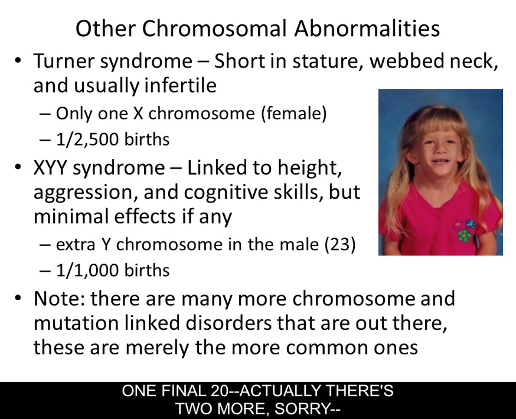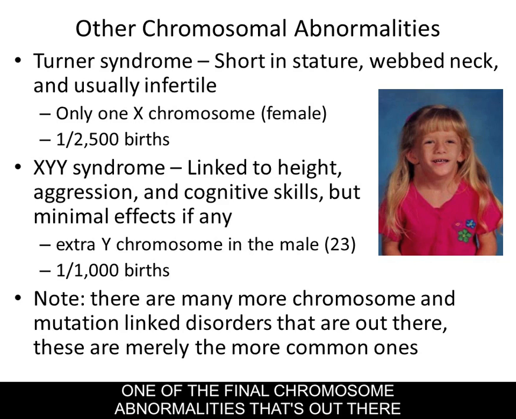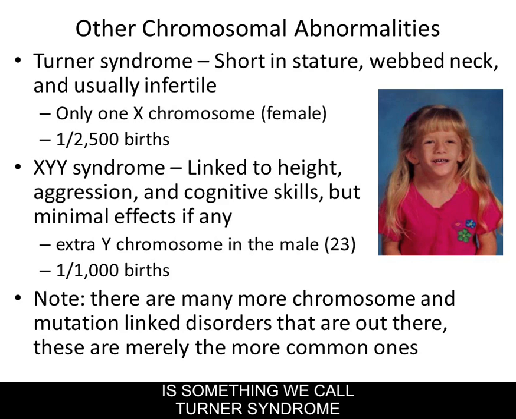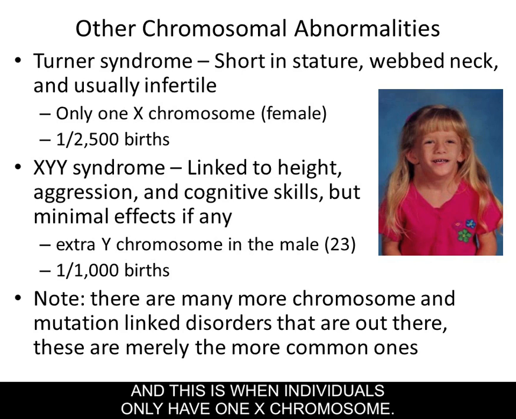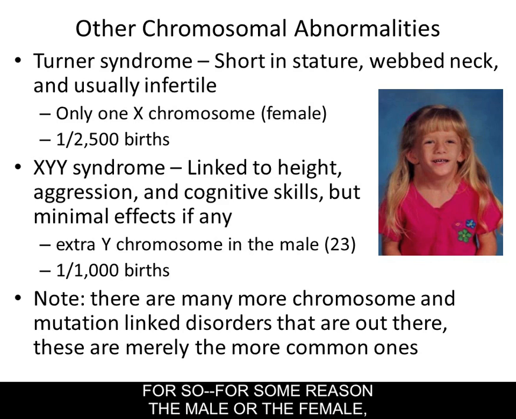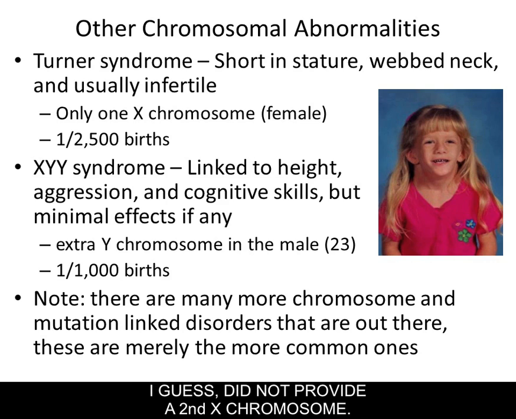One final, actually there's two more, sorry. One of the final chromosome abnormalities that's out there is something we call Turner syndrome. And this is when individuals only have one X chromosome. So for some reason, the male or the female, I guess, did not provide a second X chromosome.